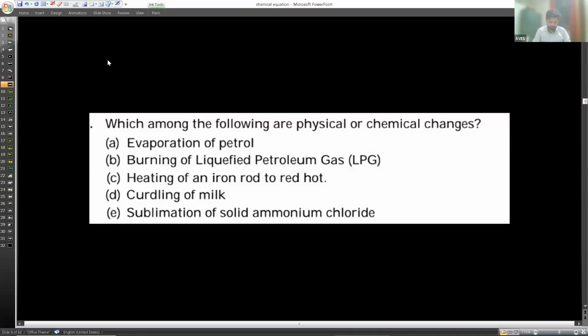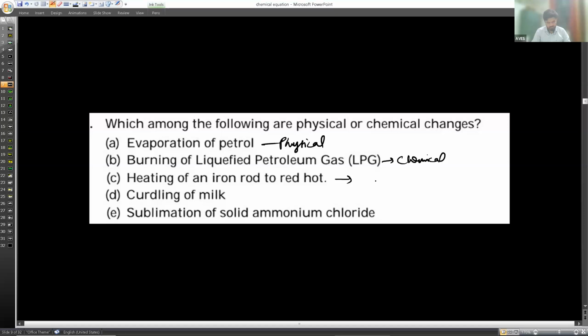The first one, is it physical? What is the physical change? Yeah, the first one is physical. The second one, burning of anything is chemical. Okay, chemical. Next.